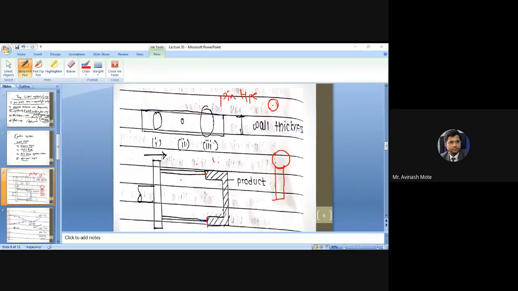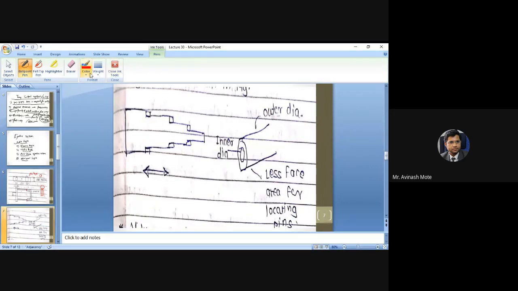Now the second is the sleeve type ejection system. I'll write the name, sleeve type ejection system. Now these types are because of the type of the product. Simple. So first of all, understand the product. If the product is of this type, I'll once again show it to you.